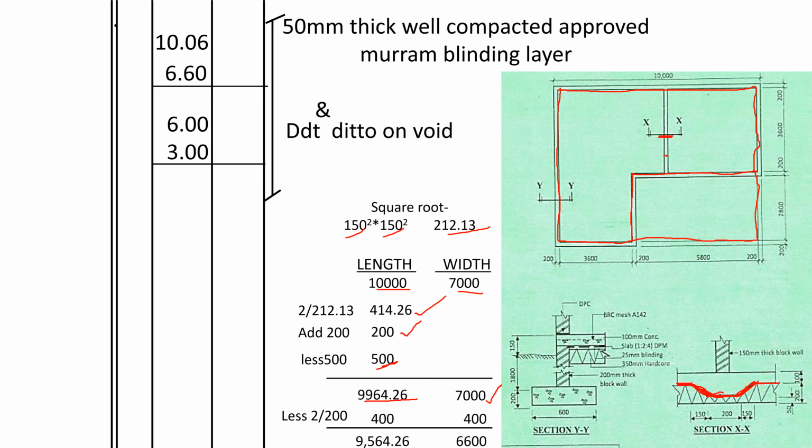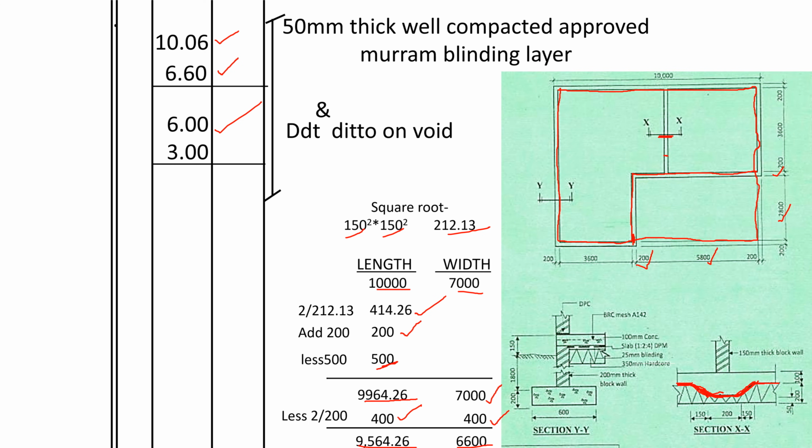Then because 10,000 and 7,000 were the external dimensions, we need to deduct the walls. We deduct the walls on both sides, which is 400 and 400. So the length for the Maram shall be 10,064.26, and for the width shall be 6,600. So that's why we have 10.06 and 6.60. Then we deduct 6 meters by 3 meters, because from here it's 200 plus 5,800, 6 meters. Then we take 2,800 plus 200, 3 meters.